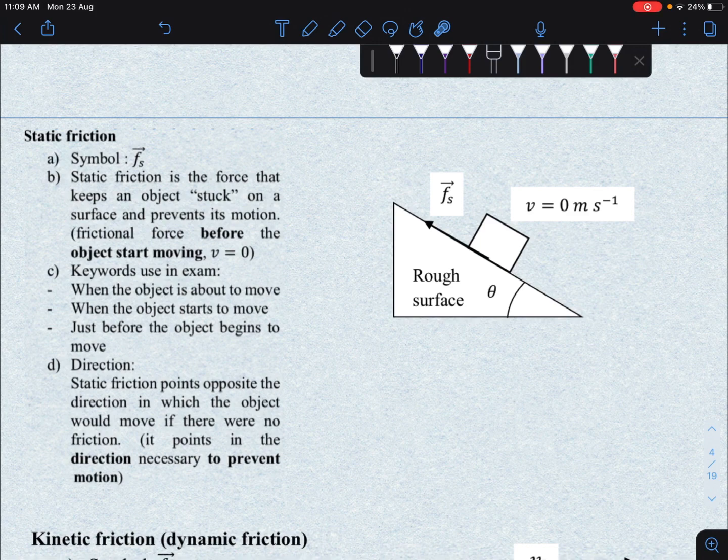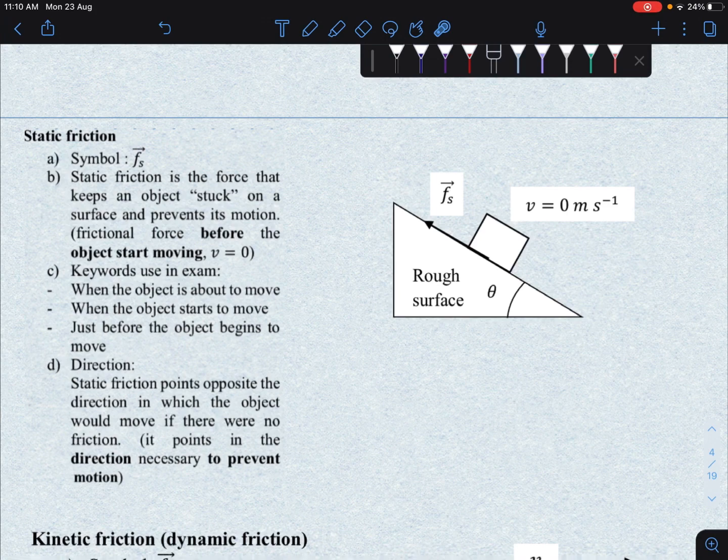Okay, for example, you have a rough surface, and you place an object on it. When you place it here, we know it has a tendency to slide down. Before it slides down, in those moments when it wants to slide down, that is where you are going to experience static friction, because your object is stuck there due to the roughness between the surfaces. So v is zero. For static friction, your object is not moving and your velocity is always zero here.